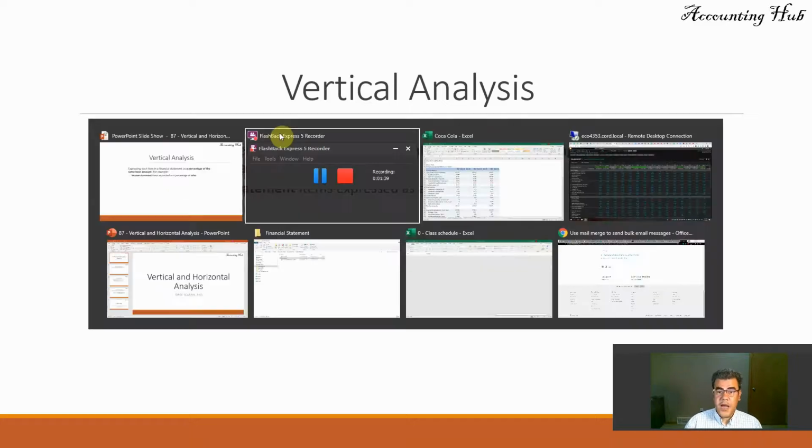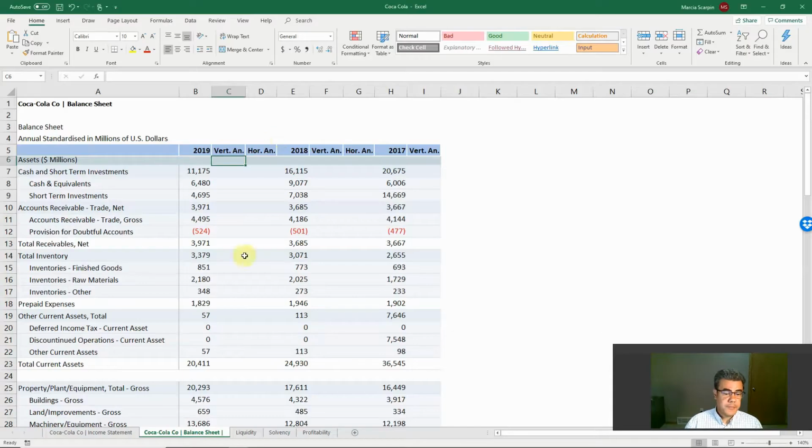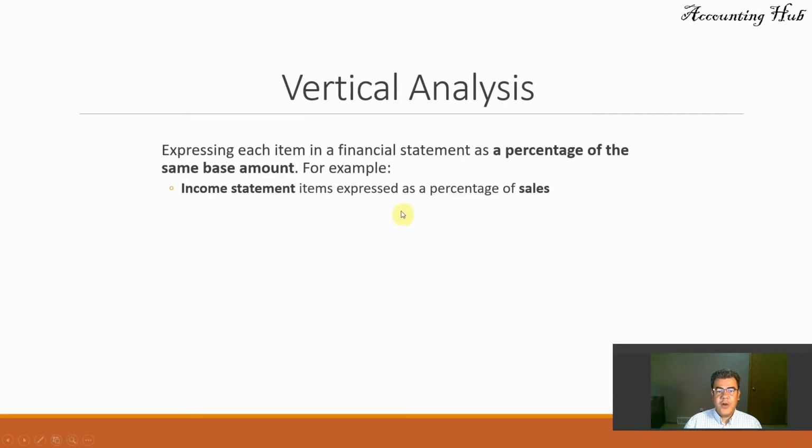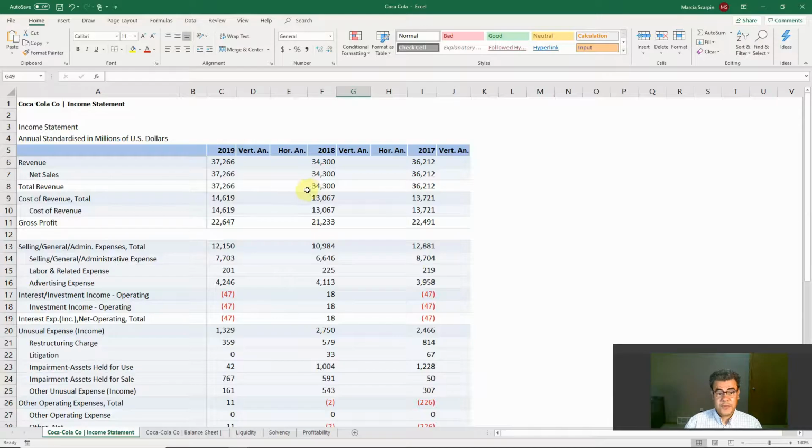So let's go to our Excel file. Income statement. So here, income statement, balance sheet, vertical analysis, horizontal analysis, and then our other videos about liquidity, solvency, and profitability ratios. Okay, so everything in only one file. So income statement, if we go back to our PowerPoint, a percentage of sales.